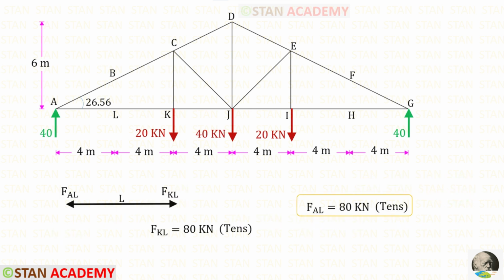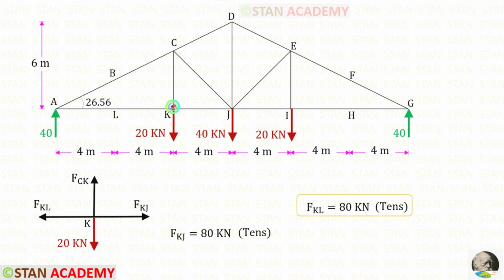Now let us take the joint L. We know that the values of FKL and FAL should be same. So for FKL, we have to just apply the value of FAL. Now let us take the joint K. The values of FKL and FKJ should be same. For FKJ, we can just copy the value of FKL and FCK should be 20 and it is tensile.